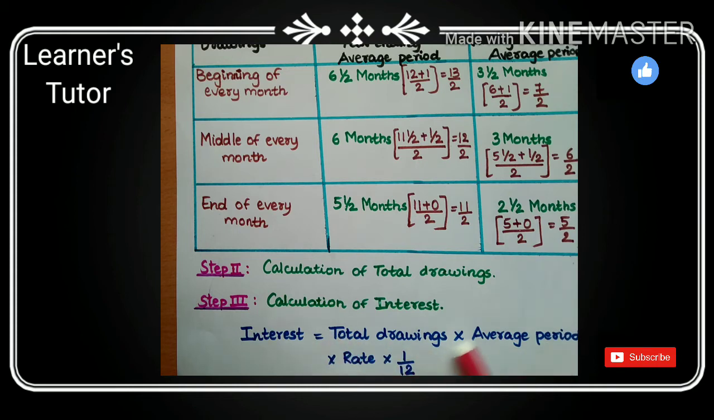We would calculate total drawings. We have already done average period in step 1. Okay, rate would be given in the question. 1 by 2 is the formula. Now let us understand a problem.